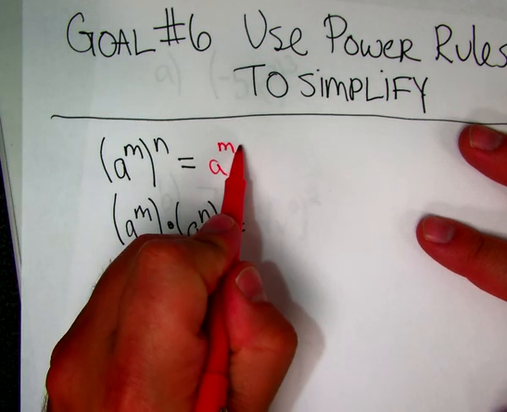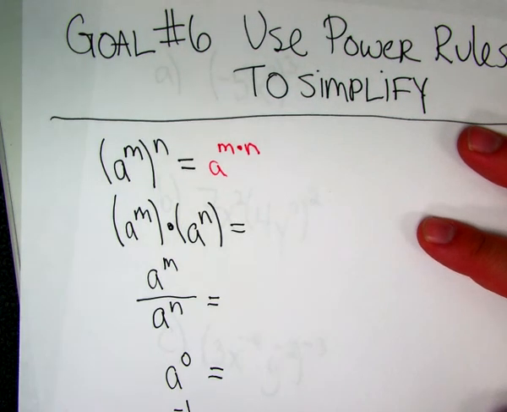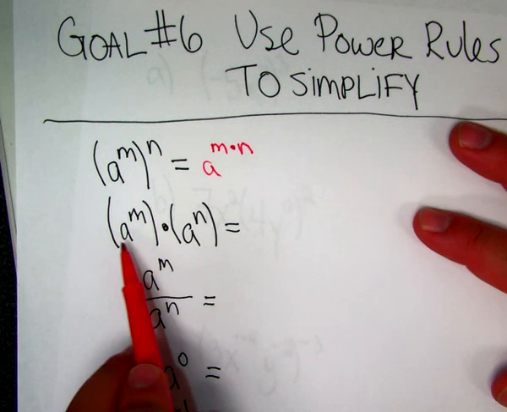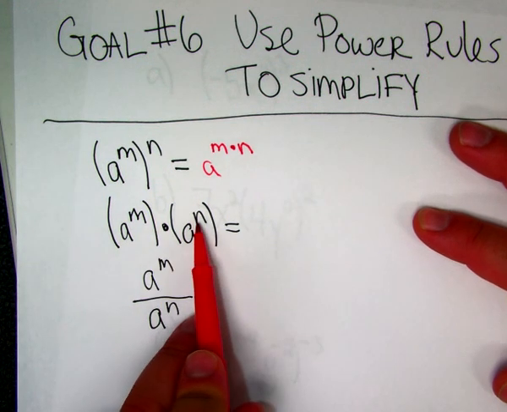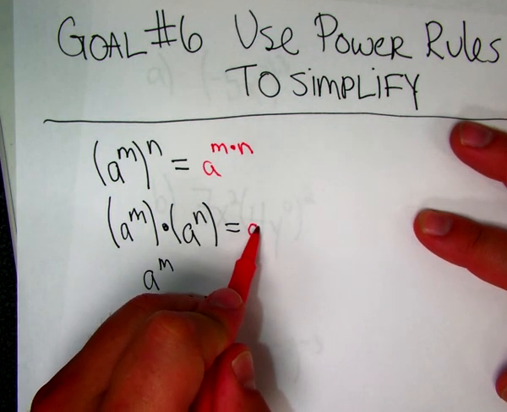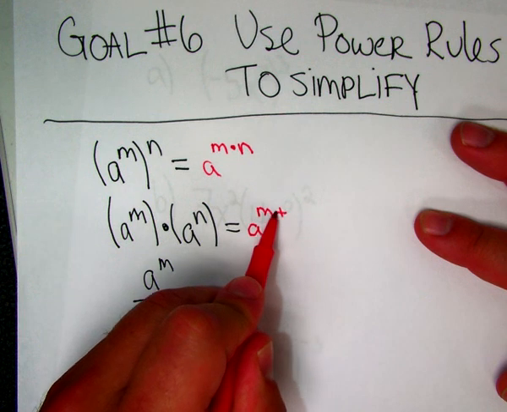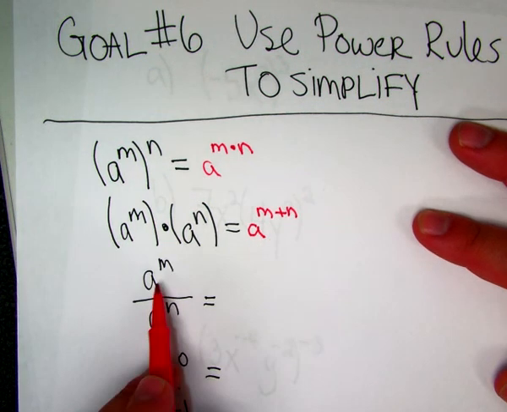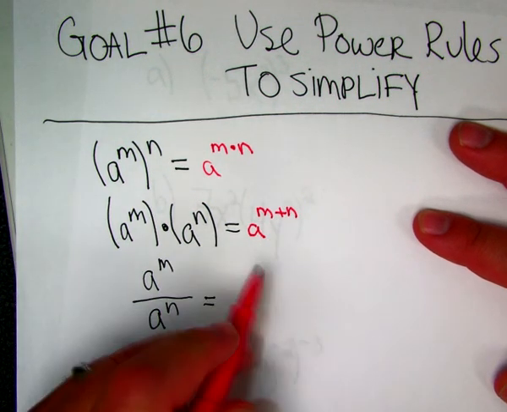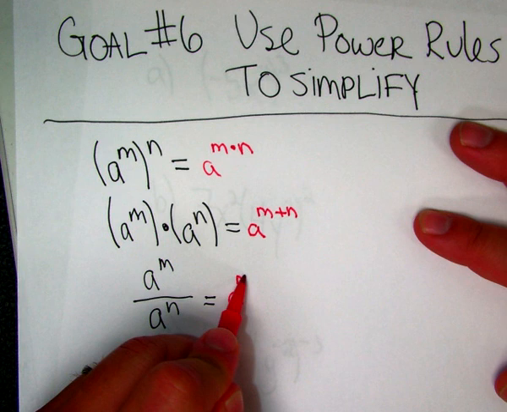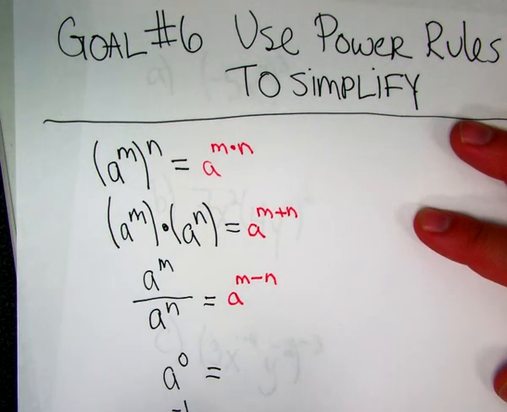M times n. You always just multiply the powers. Versus if we have a to the m times a to the n, you take your powers and you simply add them together. If we have a to the m over a to the n, this is going to be a to the m minus n. Same rules we went over in class.